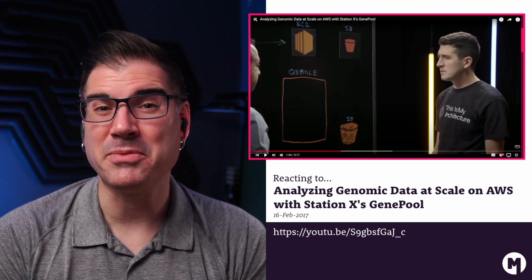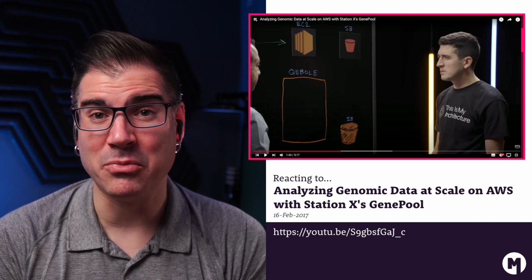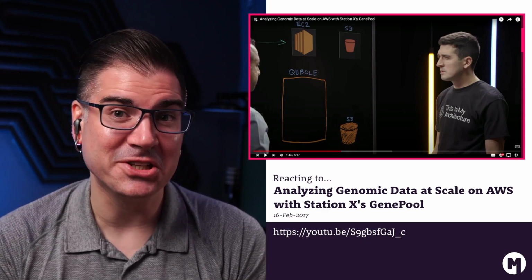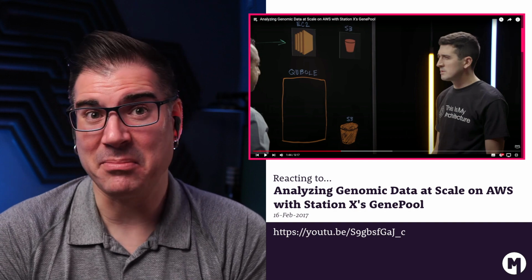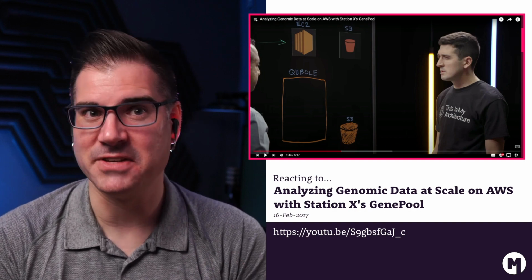Okay, so in this first step, they're doing a bunch of data cleanup, essentially, which is 95% of machine learning and big data projects, it's all cleanup. So they're doing that with this first set of EC2 instances.